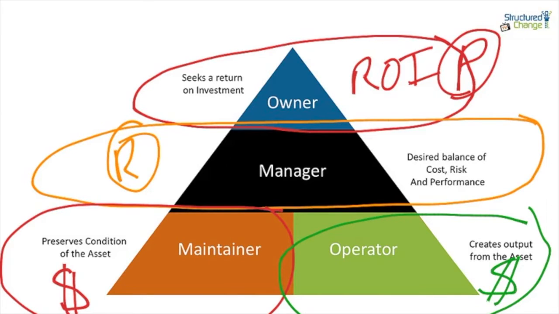But of course, that's where the manager comes in, to appreciate that if you lower the cost in maintenance or you drive too hard in operations, you drive the balance of cost, risk and performance, and sometimes to a level that's not sustainable for your asset or your asset management system.